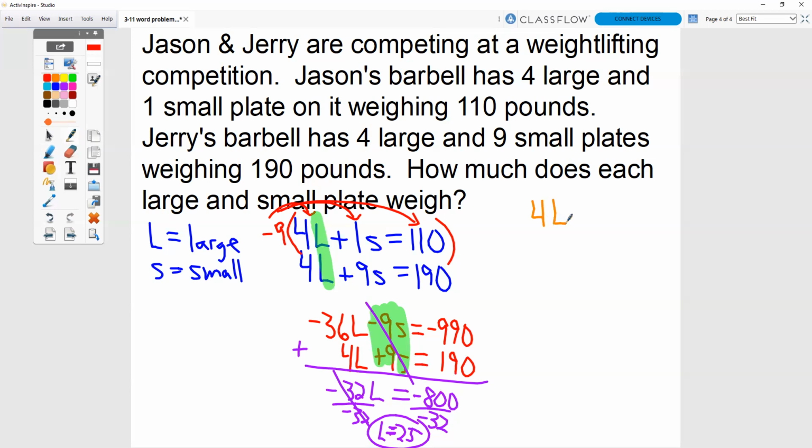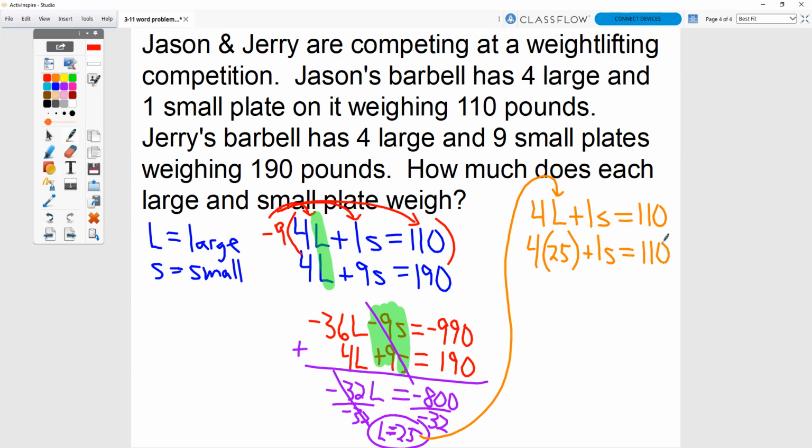So I'm going to rewrite that top equation. The one with the 1 is always easier to sub it into, in my opinion. So I'm going to take this 25 and sub it in for L. Make sure that you sub it into the correct space, either the L or the S. I solved for L. So 4 times 25 plus 1S equals 110. 4 times 25 is 100. So 100 plus 1S equals 110.